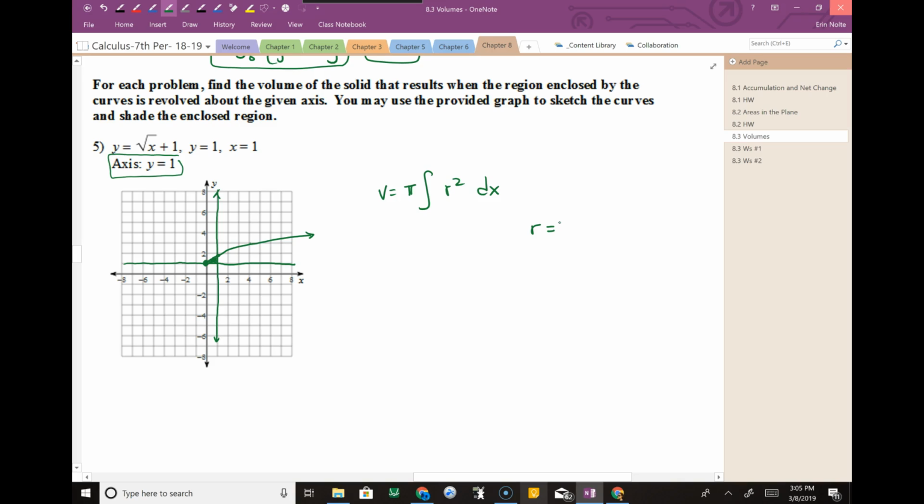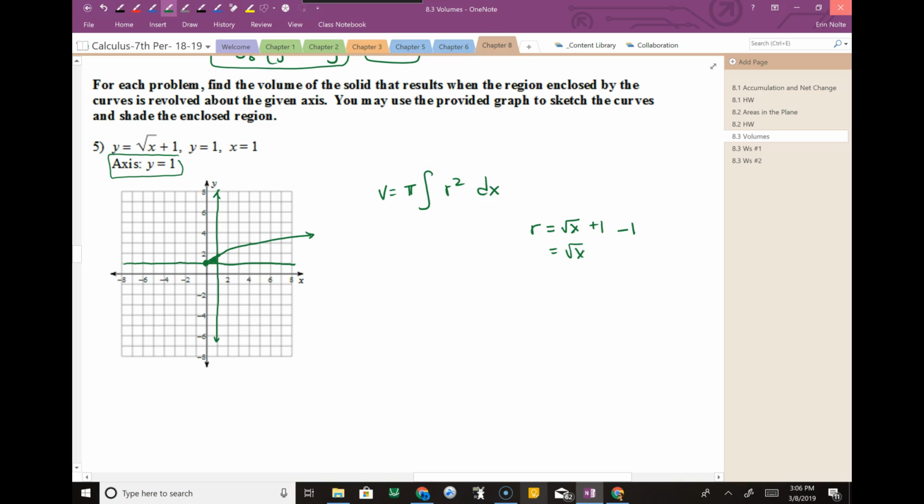So let's talk about the r. We have to be really careful here. The r is the distance between the y equals 1 line and our function. What is that difference? When we have a space between the x-axis, it's top minus bottom. So this would be the square root of x plus 1 minus the bottom equation, which is 1. So the radius is the square root of x for this.